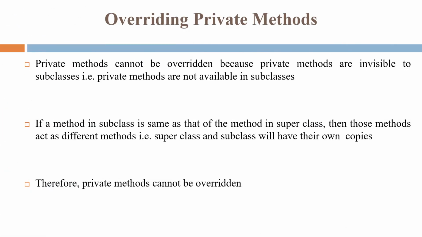Overriding private methods. Private methods cannot be overridden. Why? Because private methods are invisible to subclasses; that is, private methods are not available in subclasses. Even if a method in a subclass is the same as a method in the superclass, those methods act as different methods. The superclass has its own copy and the subclass has its own copy. So it does not come under method overriding. Therefore, private methods cannot be overridden.